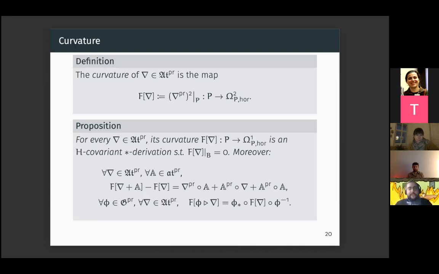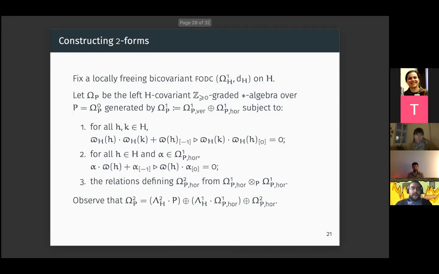So far, nothing particularly interesting has happened. Where interesting things actually start happening is when you try to piece together a total calculus through degree 2. That's the big punchline of today. Let's now introduce a locally free bicovariant calculus on H, and now let's bootstrap.